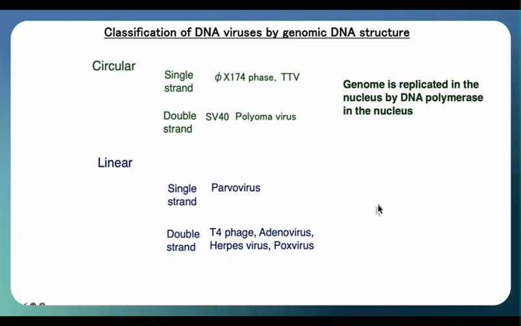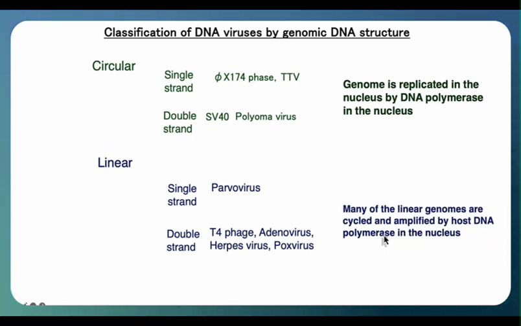An example of a virus with a linear single-stranded DNA genome is parvovirus. Examples of viruses with linear double-stranded DNA genomes include T4 phage, adenoviruses, and herpes viruses. Many of these linear genomes circularize and replicate in the nucleus using the host's DNA polymerase.